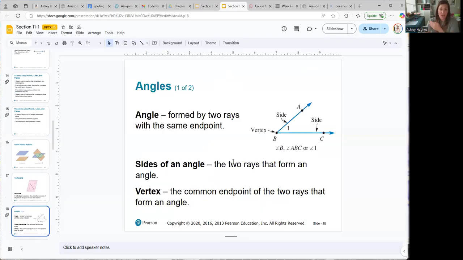So I'm going to switch over to angles. Angles are formed by 2 rays with the same endpoint. Sides of the angle and the vertex. The vertex is like the point. Okay, so this guy is the vertex. We can label this several ways. We can say it's just angle B, with just the vertex. We can say angle ABC. We can also say CBA, and we can also call it angle 1.